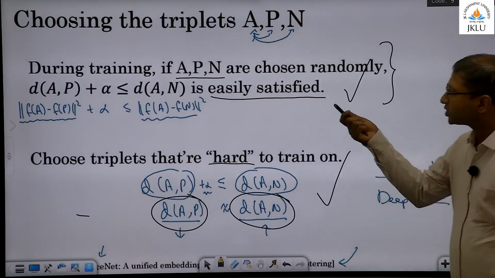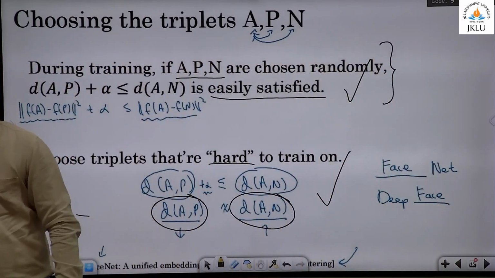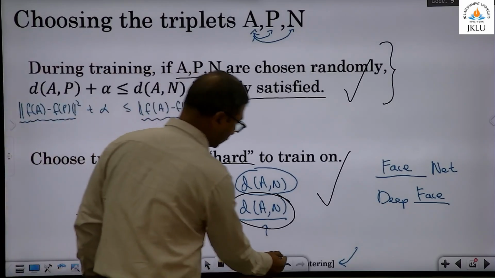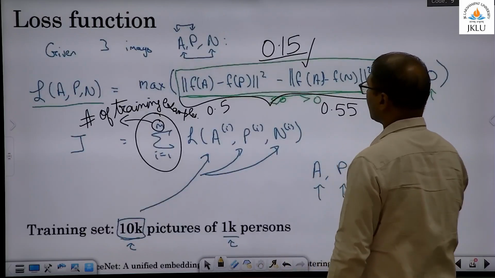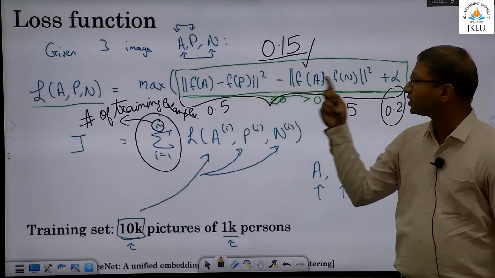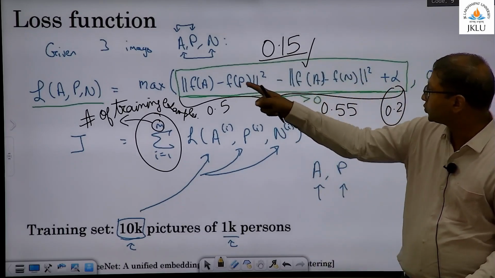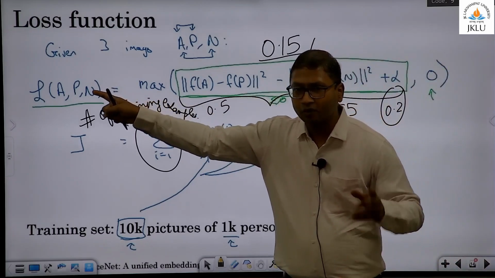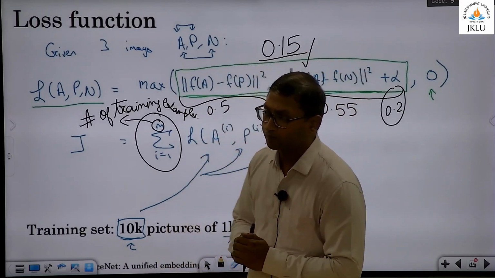What will be my loss value if I choose almost all the examples randomly, let's say? Loss will be very low. Why? Loss will be very low because this equation will be satisfied most of the times. So I will be choosing max of negative comma 0, that will give me 0. So my loss will not be very high from 0.